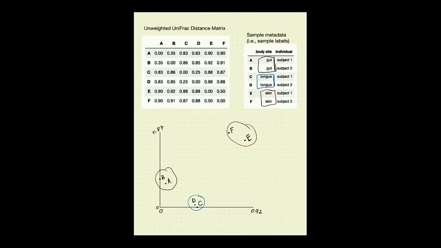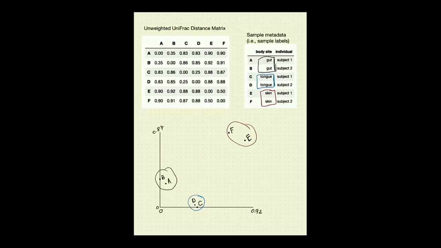And so here we do see a clustering of samples by this sample label or this sample metadata, which in this case corresponds to body site. And so what this tells me is that samples that come from the same body site are more similar to each other than samples which come from different body sites. So there you have it. That is a polar ordination of this unweighted UniFrac distance matrix. And this is an unsupervised learning approach that, as you can see, helps us discover patterns in this study data.